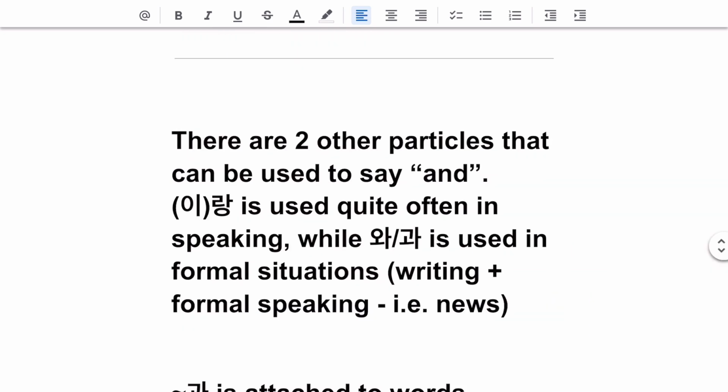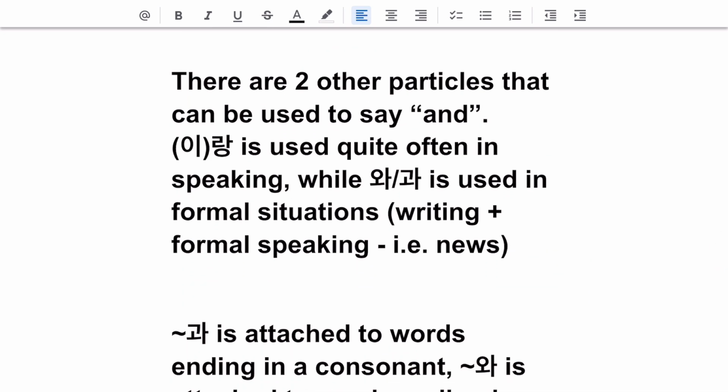갔어요. Okay, final stretch. We have two other particles to talk about. Now, I don't want to confuse you guys. I just want to tell you about them. You don't have to try and use them or anything like that, not yet, because you're probably going to learn about them in another time, in your own time. So the other two particles that we have to say are 이랑.